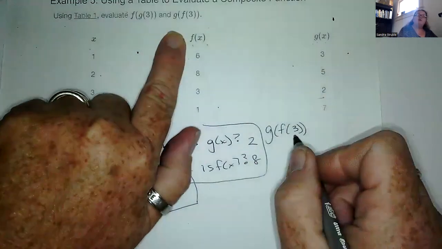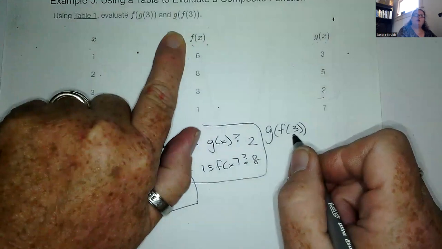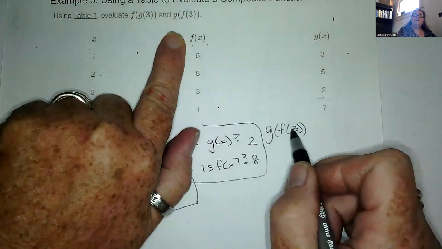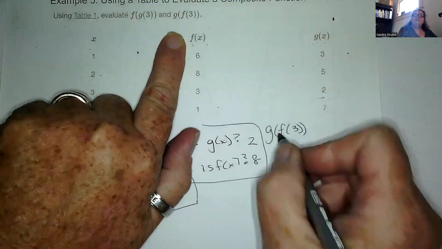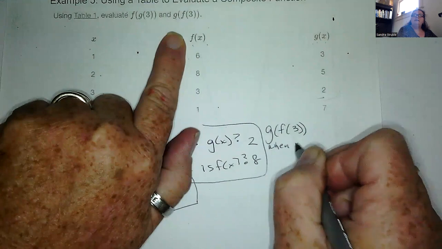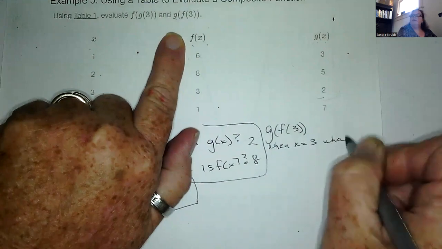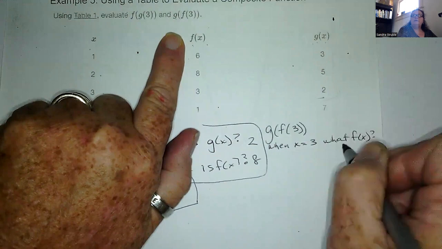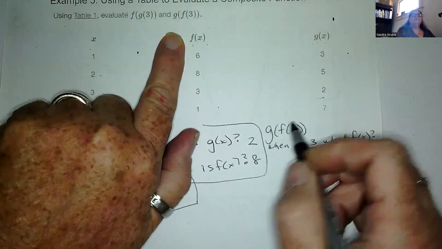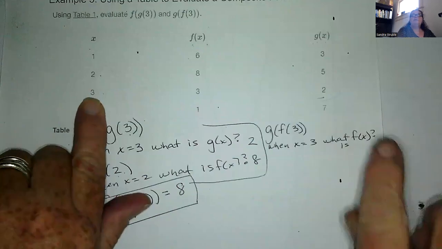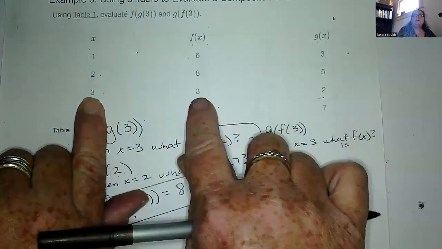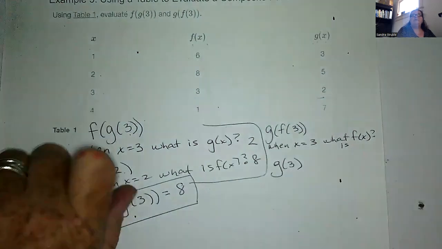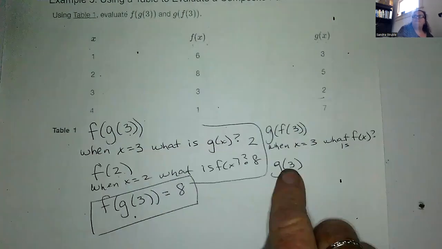What I'm thinking of first is just this f of 3. I'm not even dealing with the fact that it's inside of g. I'm just looking at f of 3. The first question I'm asking myself is, when x is equal to 3, what is my function f? I come over to where x is 3, and I'm looking for f of x, and that is 3. So now I'm dealing with g of 3, because f of 3 is 3.